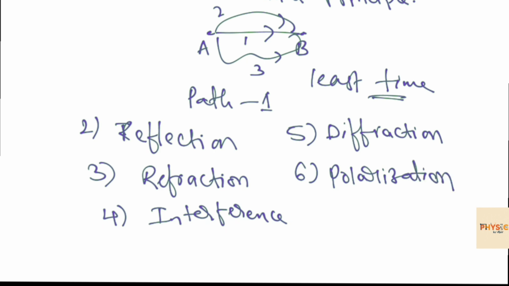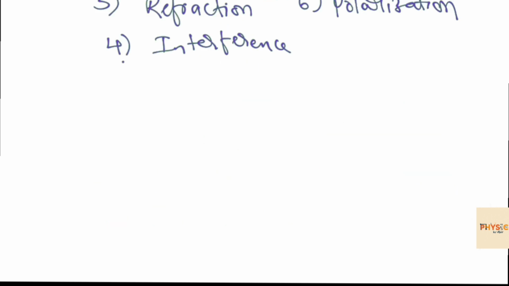The last 3 properties, interference, diffraction, and polarization, reveal the wave theory of light. The first 2, reflection and refraction, we can discuss based on the particle nature of light as well as the wave nature of light. But the last 3, interference, diffraction and polarization, must require the wave nature of light. So today we'll discuss the concept of the reflection of light.